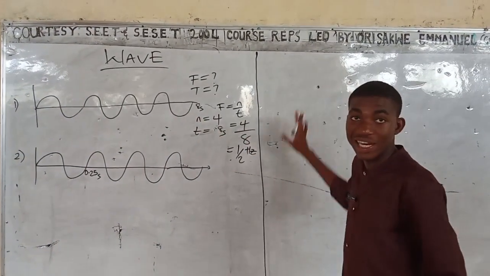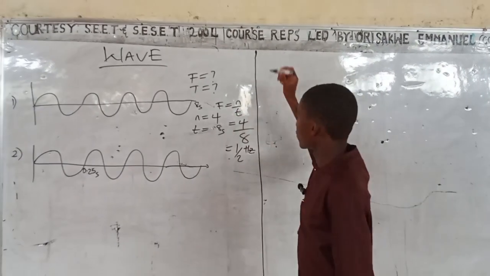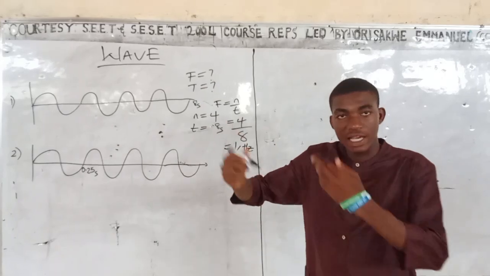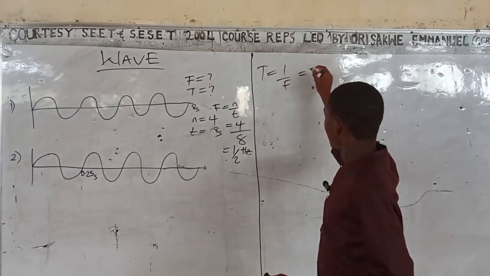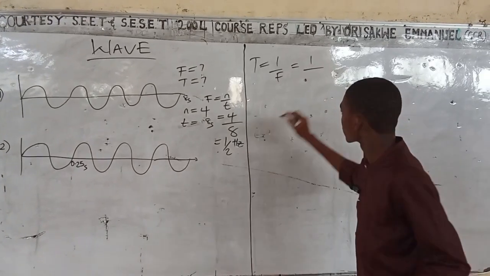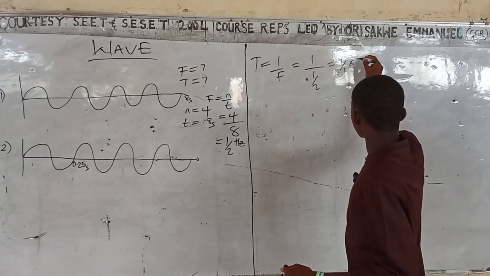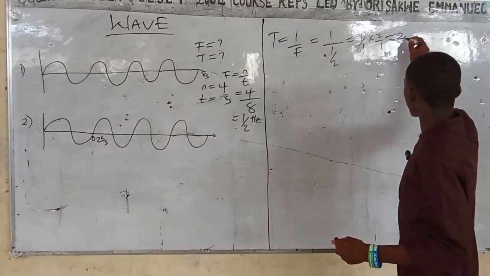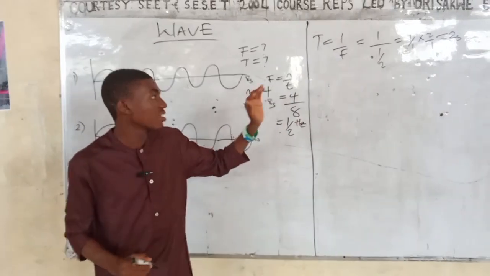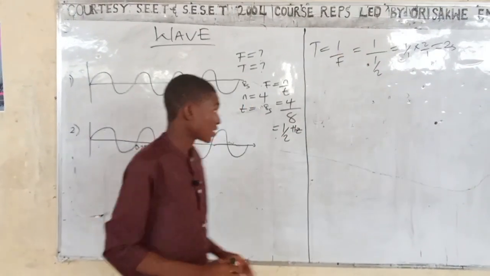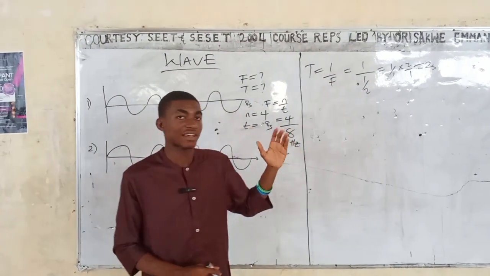And from the formula we derived earlier, our period is the inverse of our frequency, or our frequency is the inverse of our period. They are both inverses of each other. So period equals 1 over f, which is 1 over, our frequency is what? 1 over 2. If we solve this, we have 1 over 1 times 2 over 1 equals 2 seconds. So therefore our frequency is 1 over 2 hertz, and our period is 2 seconds. So we are done with finding our frequency and period from the sinusoidal graph.